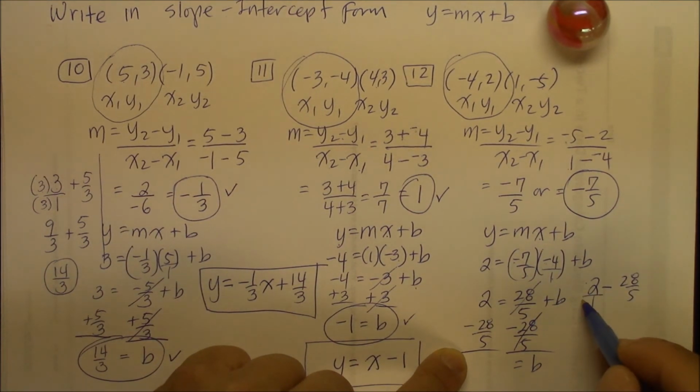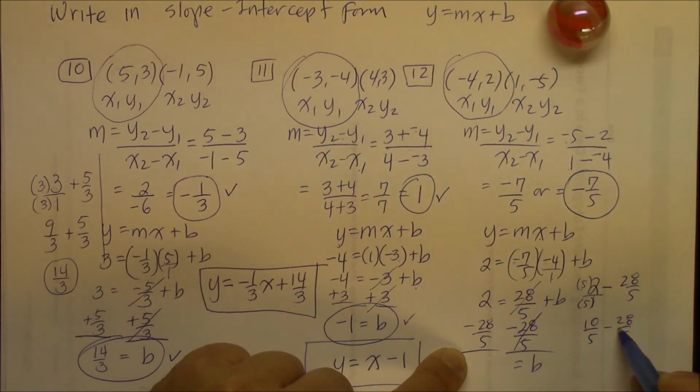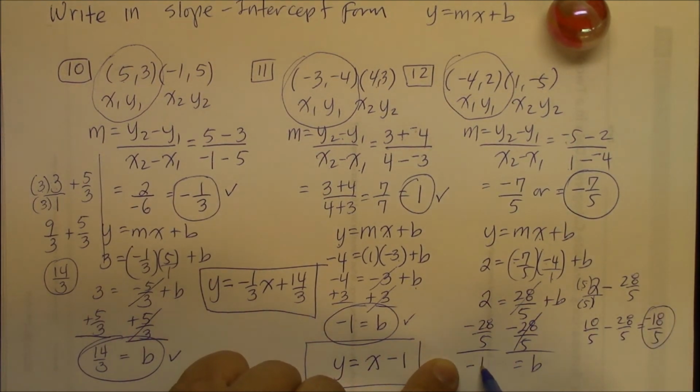It's 5. So I'm going to multiply 5 here and upstairs. So 5 times 2 is 10 over 5 minus 28 over 5. And 10 over 5 minus 28 over 5, there's more negatives. So it's going to become negative 18 over 5. And that is going to be my y-intercept.